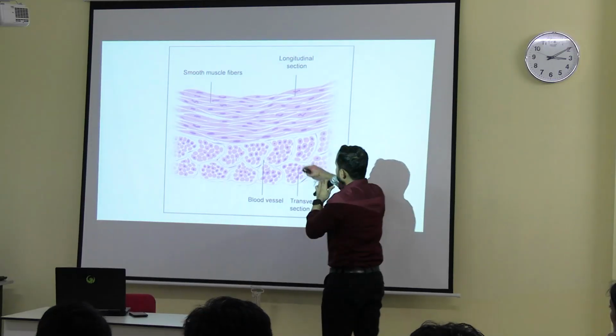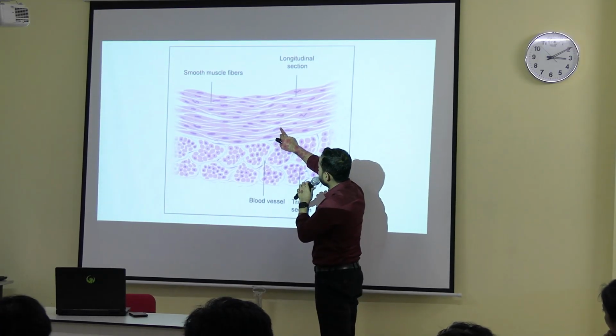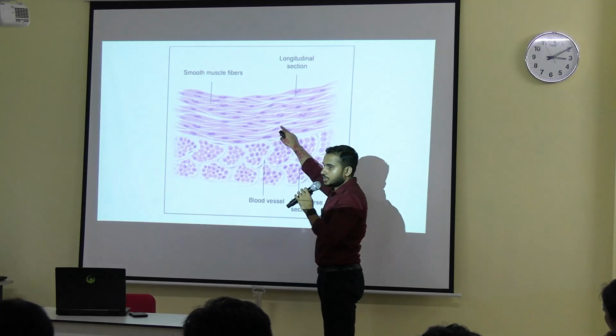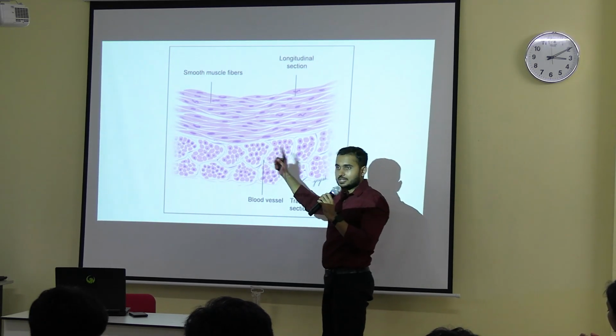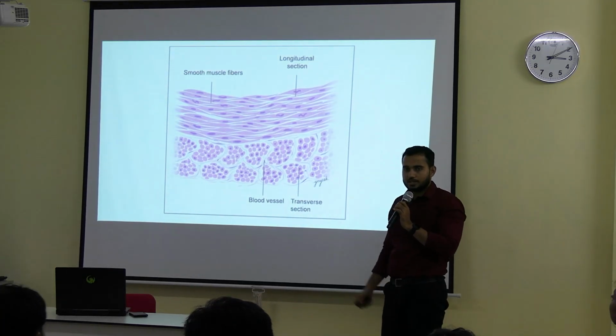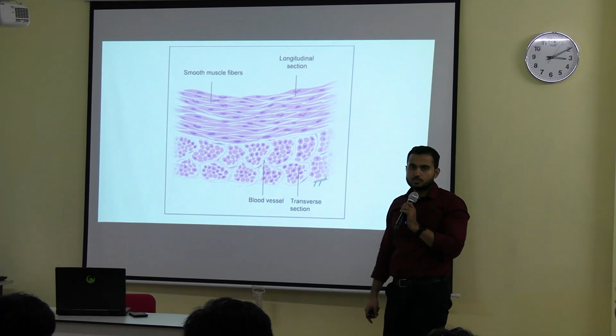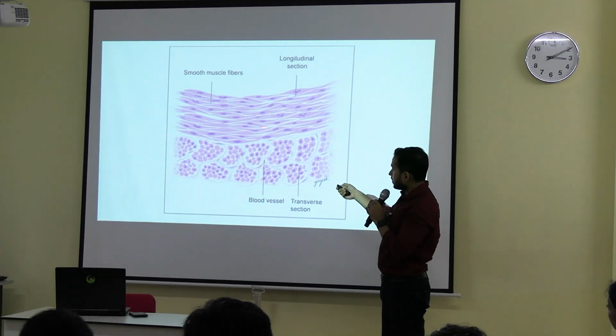If you concentrate over here, see, this is the thick part of one fiber and this is the thin part of one fiber. They lie opposite to each other, or you can say they lie close to each other. This is the orientation which can be seen under longitudinal section, and this is the speciality of the smooth muscle fiber. Okay. So this is the longitudinal section.